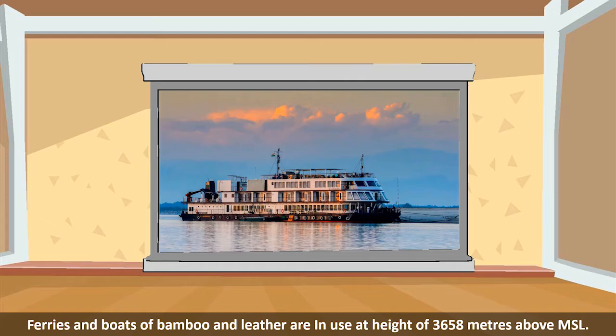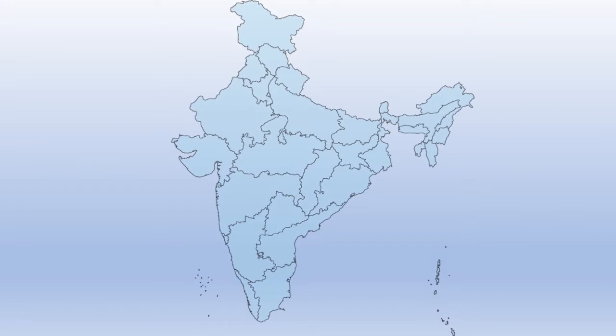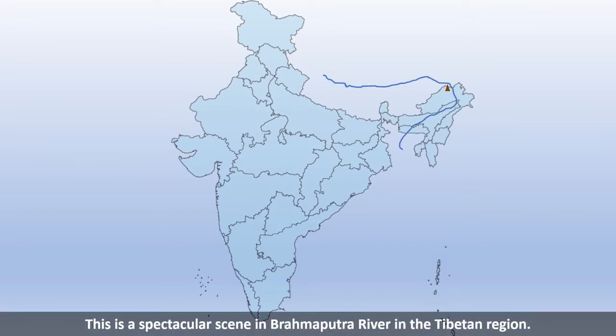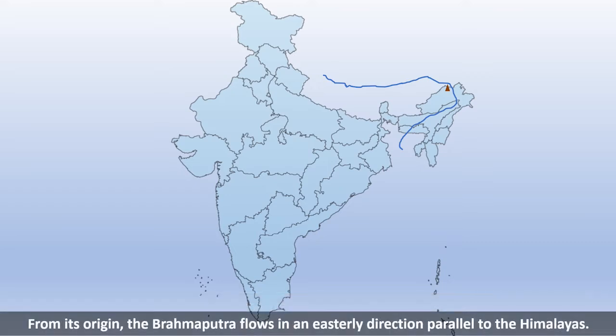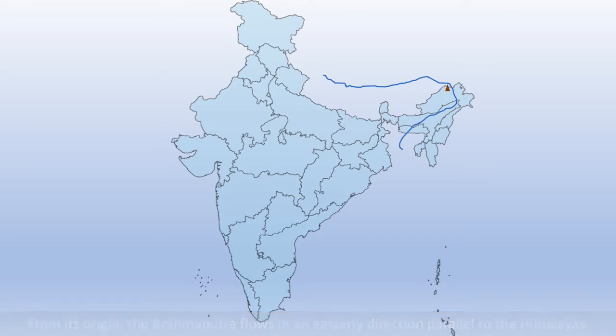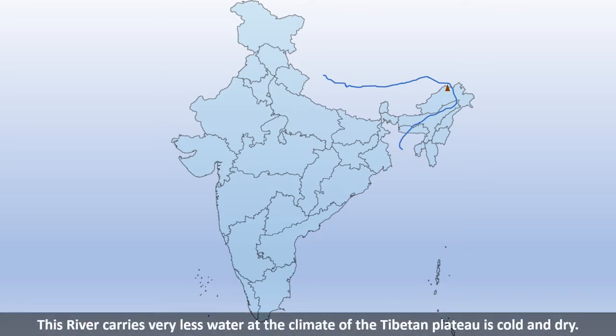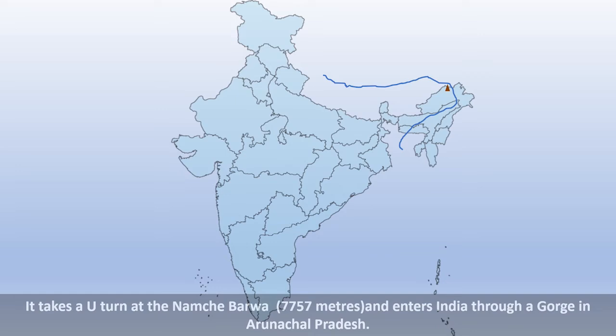Various ferries and boats are used as waterways on mountains. They are built at a height of 3,658 meters above MSL. They are made up of bamboo and leather materials. The waterway is 670 kilometers long and gives a spectacular view of the Brahmaputra river in the Tibetan region.